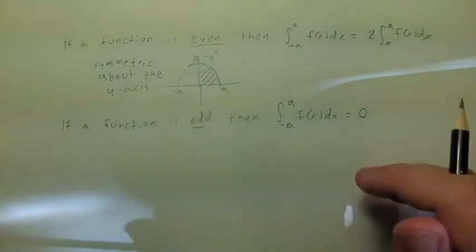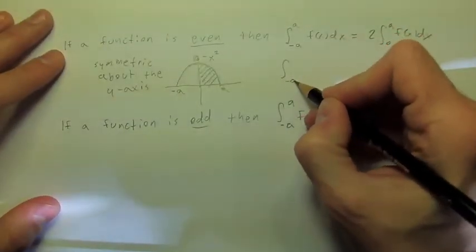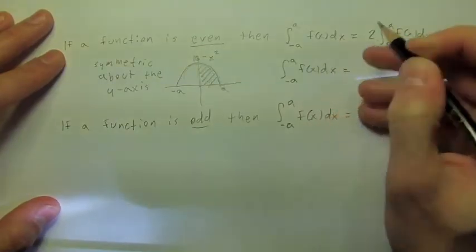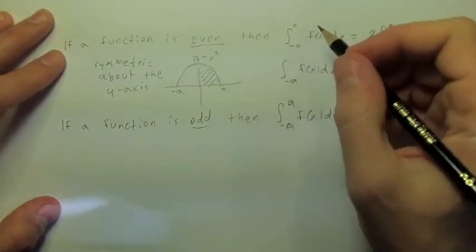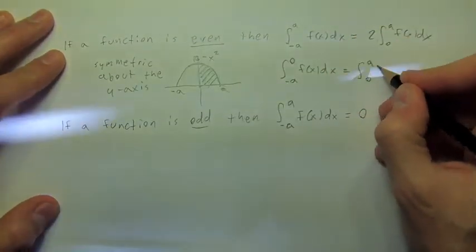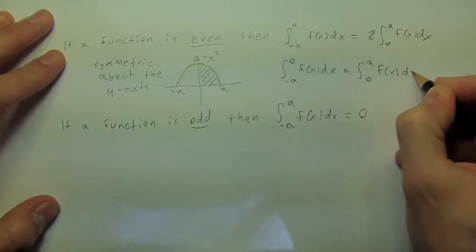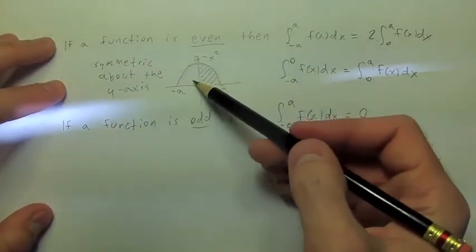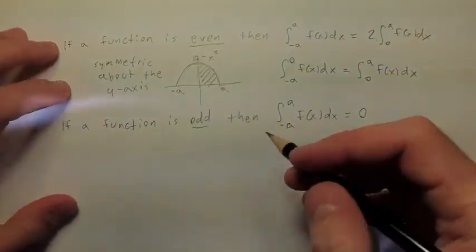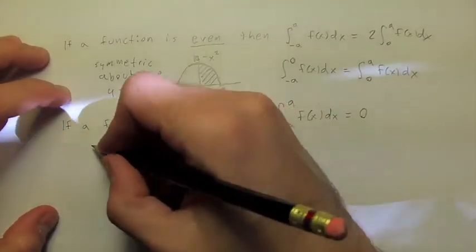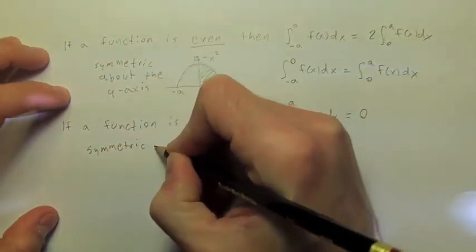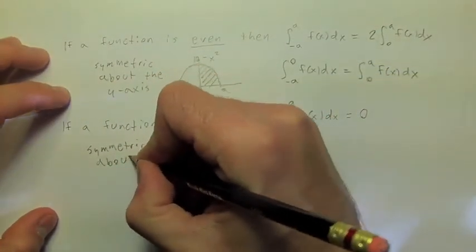Another way of saying this rule is that the integral from -a to 0 of f of x dx is equal to the integral from 0 to a of f of x dx. That they match on either side. On the other hand, if a function is odd, that means you're symmetric about the origin.